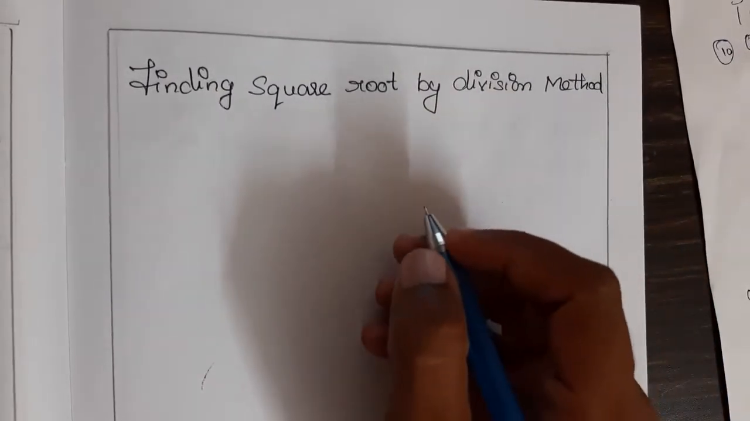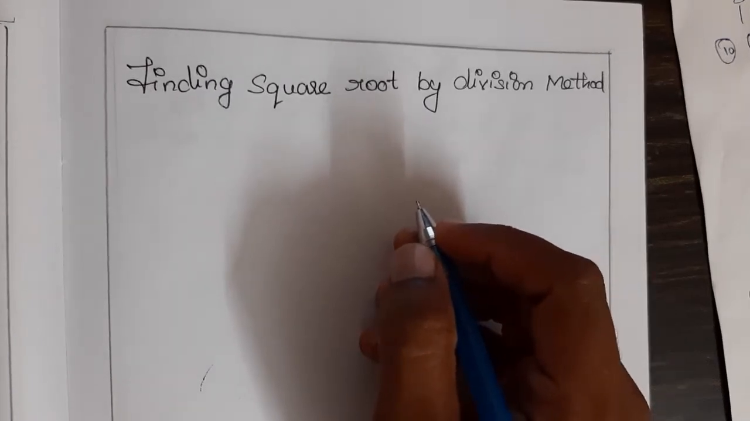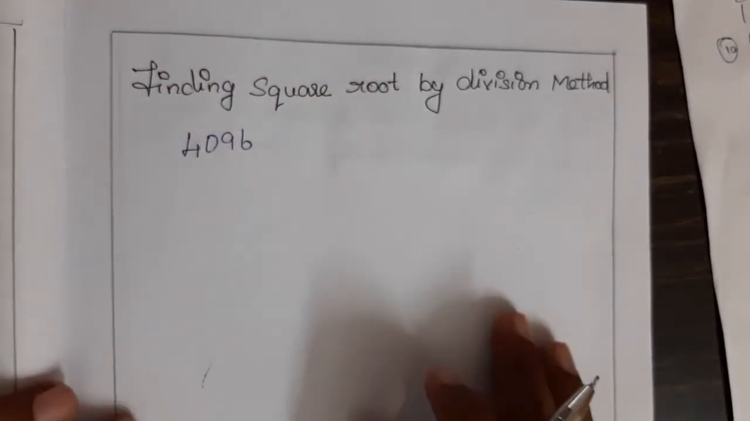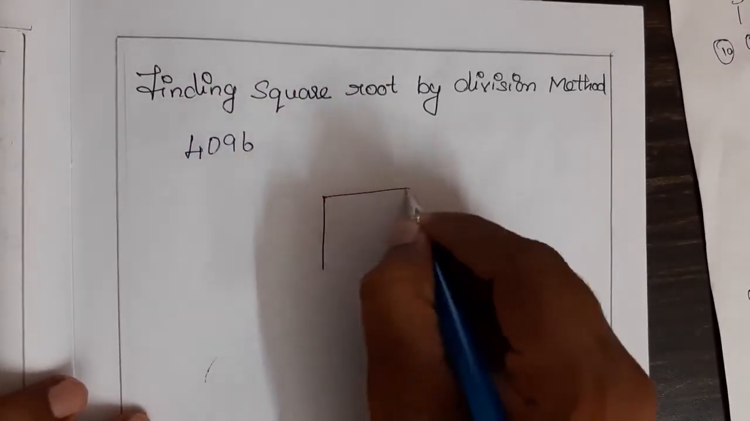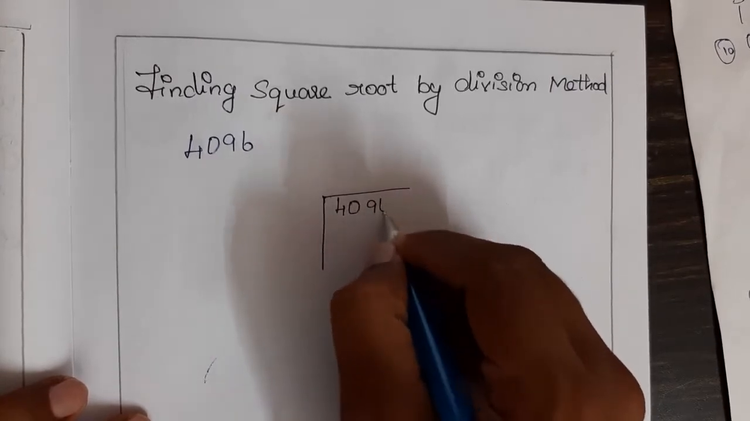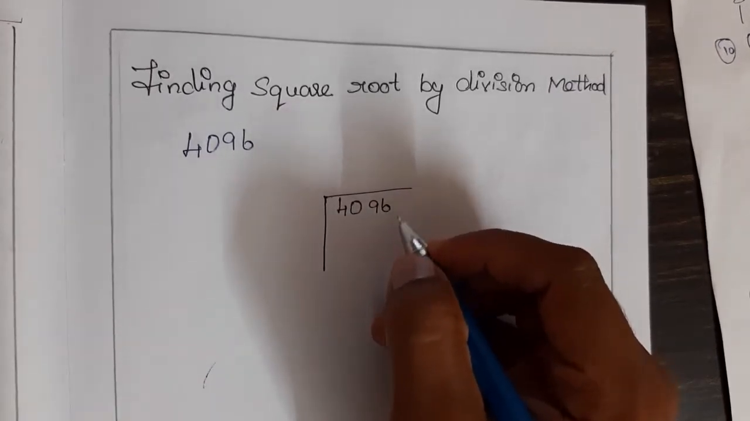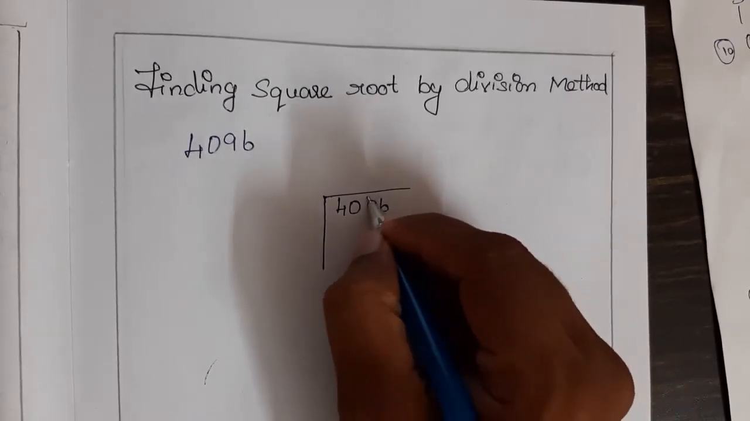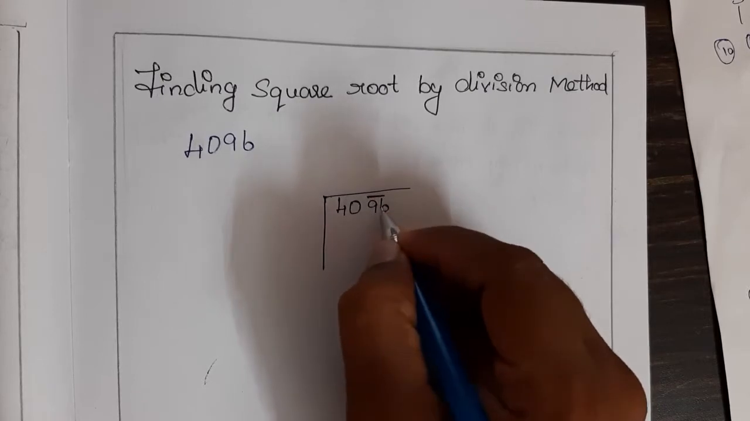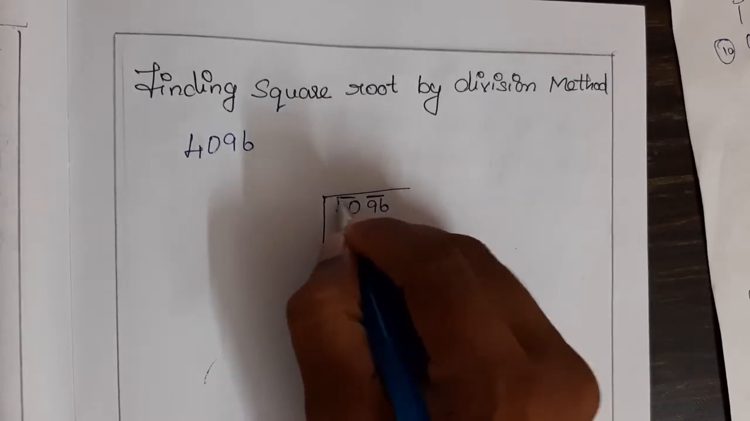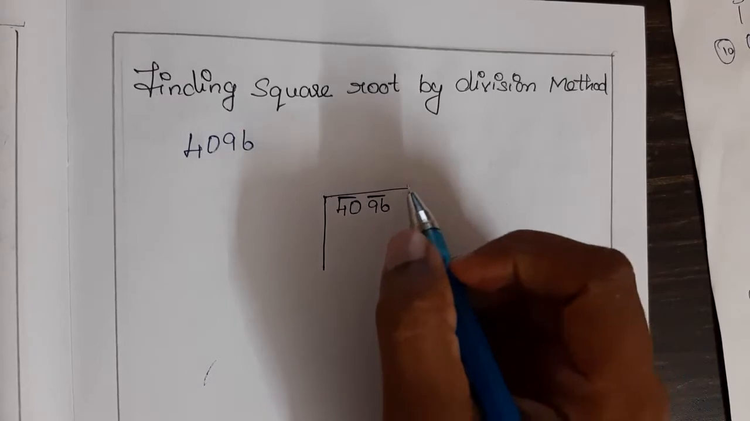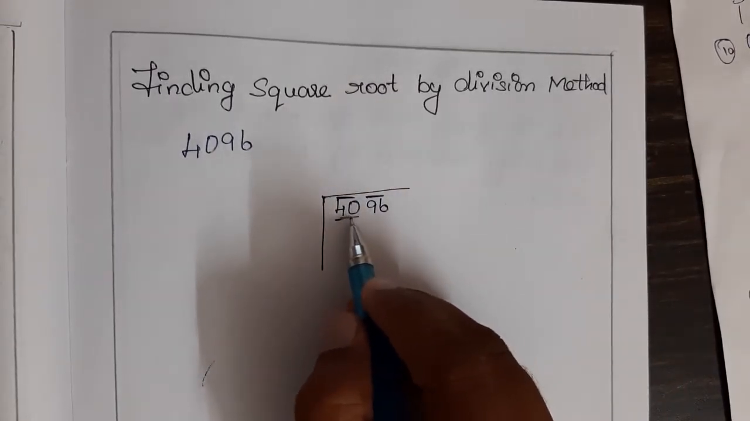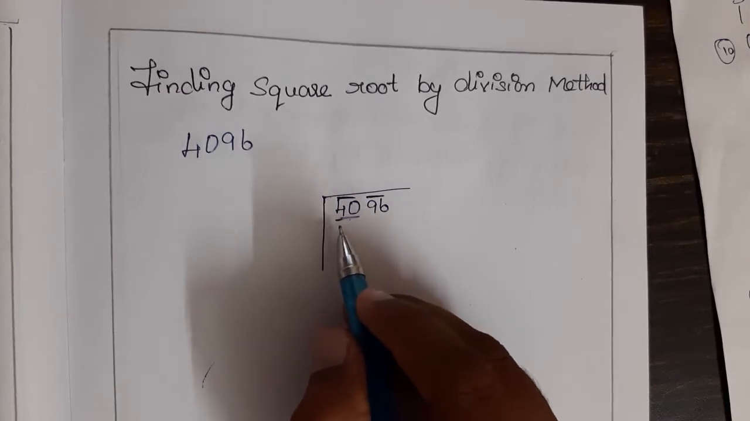So let me consider a square number, 4096. Okay, so we are going to do this with the division method. The first step is to place a bar over each pair of digits from the unit place. Just place a bar over it. Again, if you have a pair, place a bar over it. Now, from the left, you see the 40, right? So you have to find a square number that is 40 or less than 40.